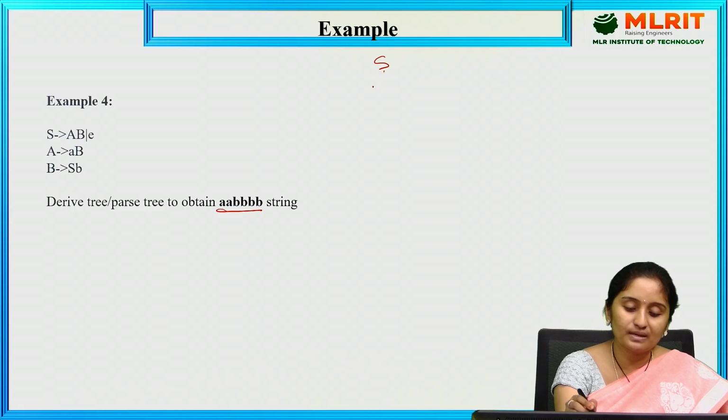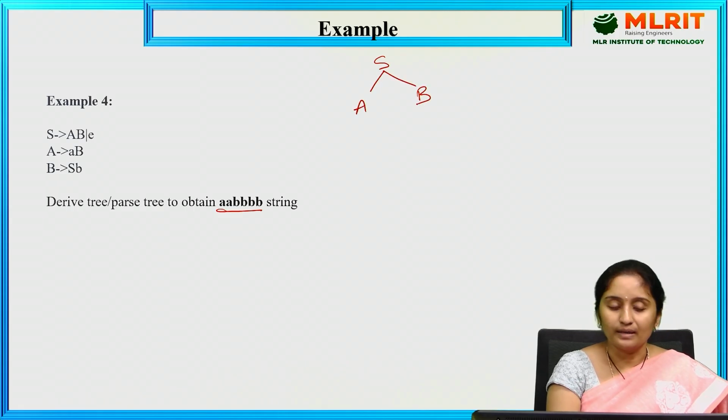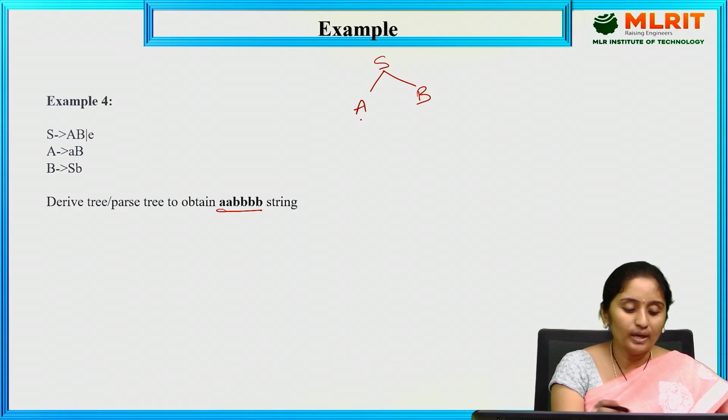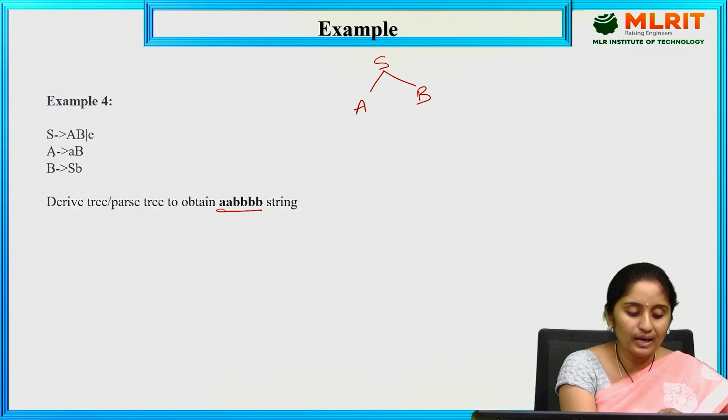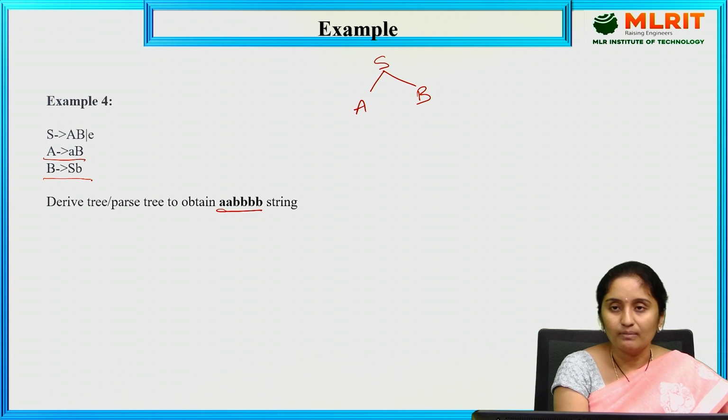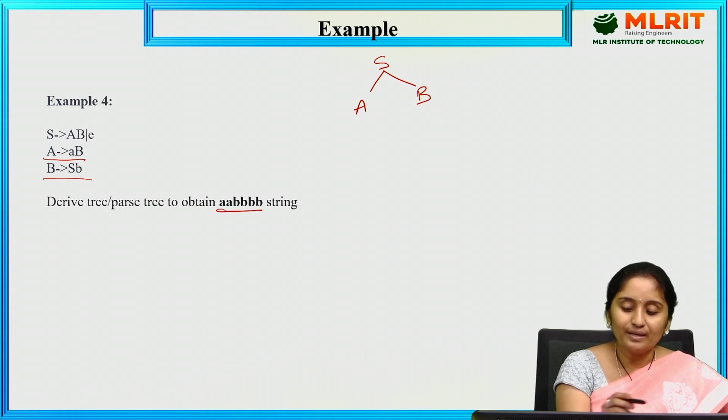S is my start symbol, and A and B are the other symbols I have taken. For the start symbol I have two production rules: AB or epsilon. I am taking AB in order to derive the string A, B, B, B, B. A produces AB, and B produces SB.